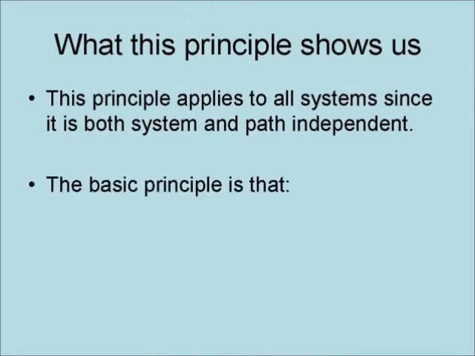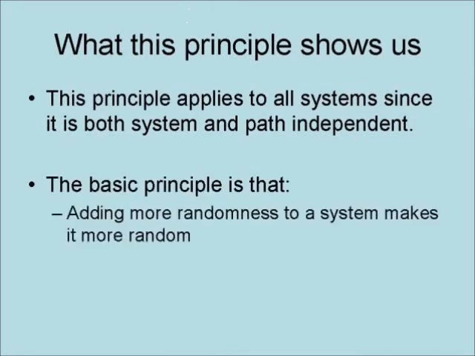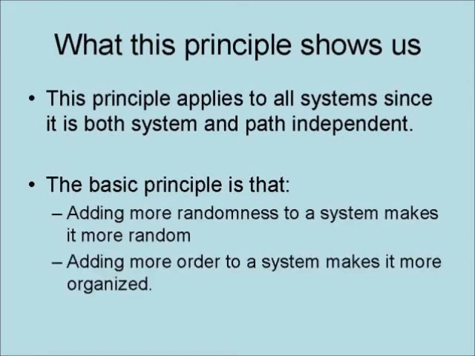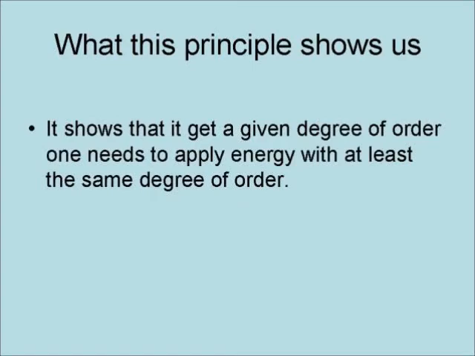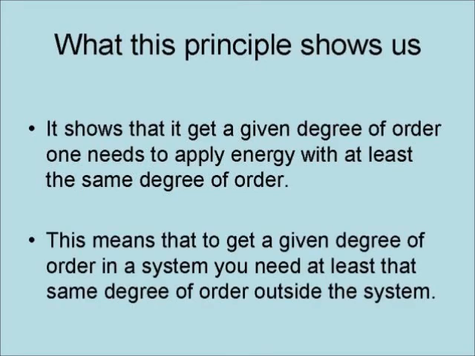The basic principle is that adding more randomness to a system makes it more random, and adding more order to a system makes it more organized. It shows that to get a given degree of order, one needs to apply energy with at least the same degree of order. That means to get a given degree of order in a system, you need at least that same degree of order outside the system.